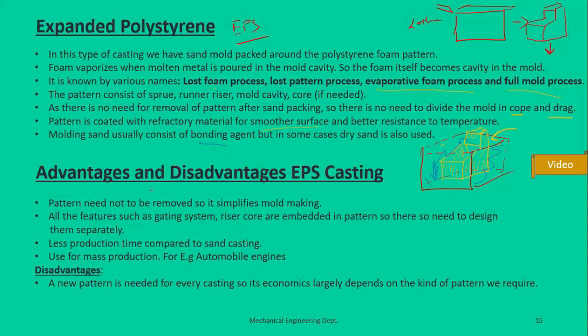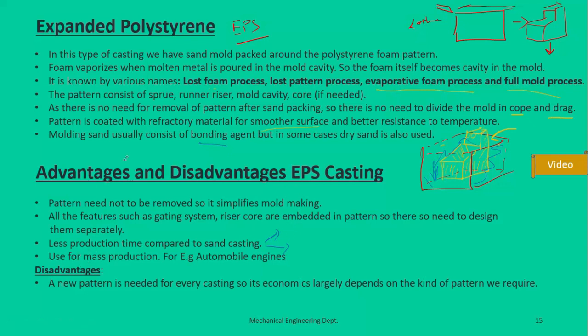So some common advantages: the pattern need not be removed, right? As we discussed before, there is no need to remove the pattern because the pattern itself is a mold cavity in this EPS process. Second, all the features such as gating system, riser, and core are embedded in the pattern, so there is no need to design them separately. Everything is machined into the pattern. There is no removal of the pattern required and no separate formation of the mold, so the production time is less.